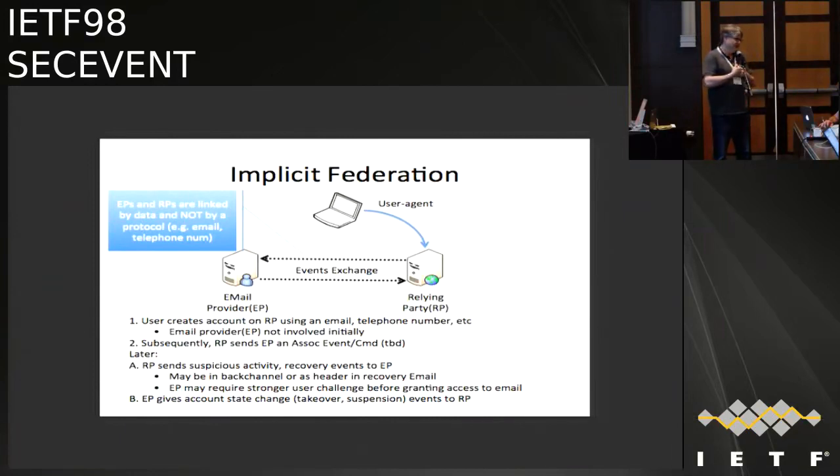So one of the communities, which is the risk community, is looking at the idea of how email providers and relying parties can share signaling to help prevent identity theft. Next slide.